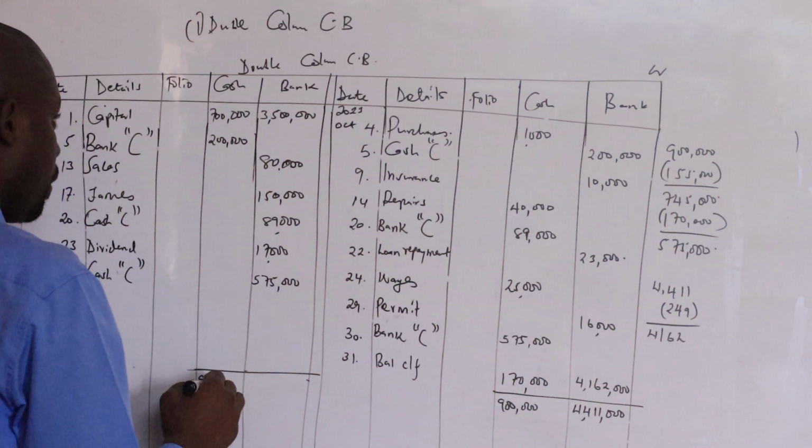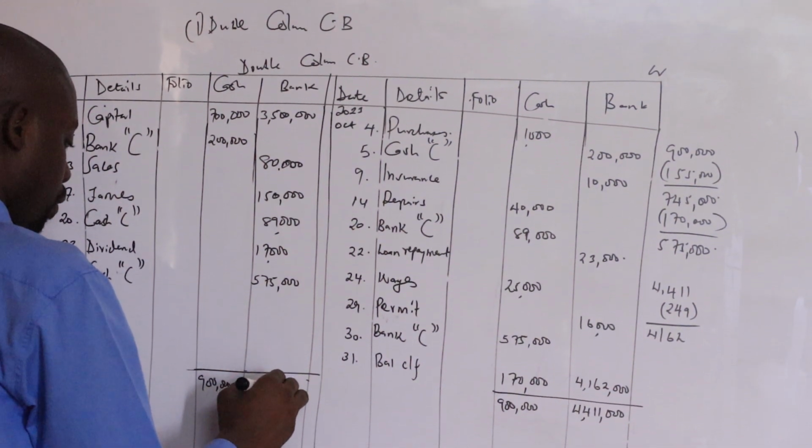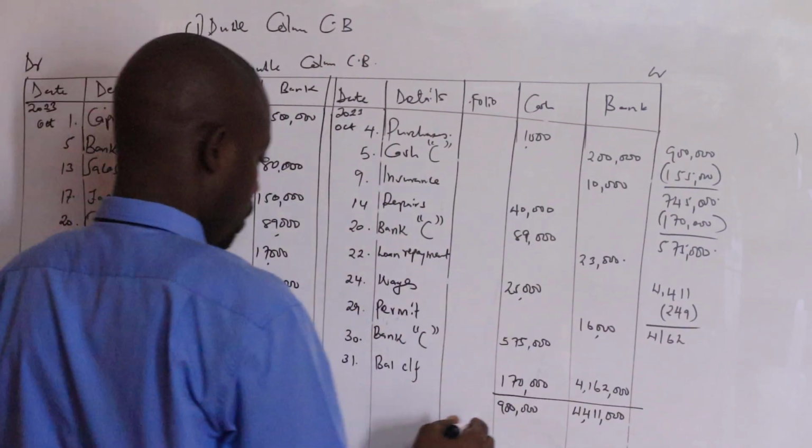That is 900,000. This is 4,411,000. So I draw a double line, do the footing.